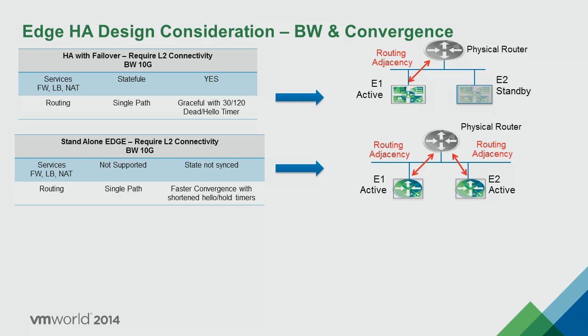But the advantage of this design is that you have a peering relationship formed already. So when one goes away, I can immediately start working on the other, so convergence is reduced. A 3 to 4 second convergence here, right? Finally, both of these designs have a limitation of 10 gig in the existing software release.